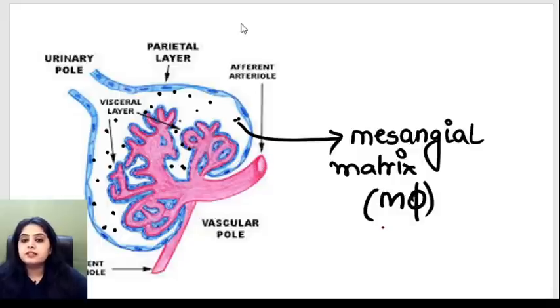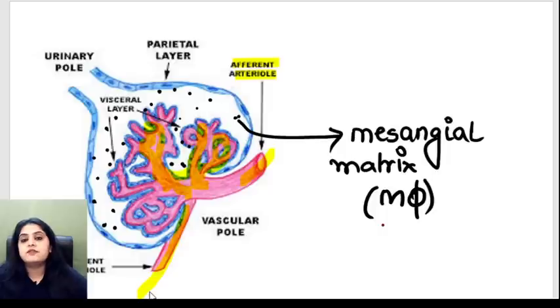When I talk about kidney, what I see in this image is a glomerulus, and I can see that there is an afferent arteriole that is taking the blood to the glomerulus. Then there is a tuft of capillaries that is formed inside, and then the blood comes out via the efferent arteriole. So afferent enters and efferent exits. This is the blood supply.